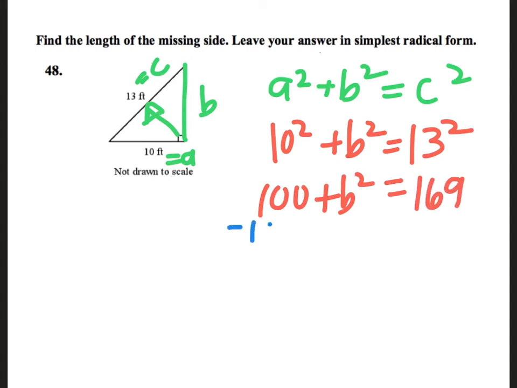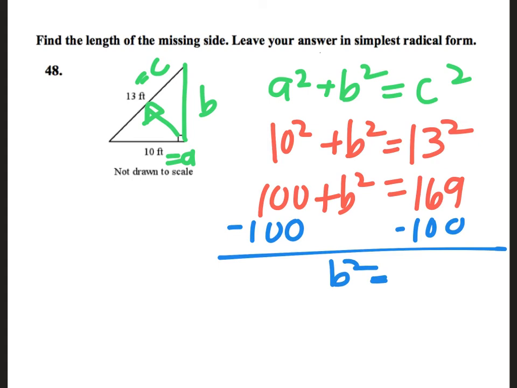Again, we're going to subtract 100 from both sides. We get b squared equals 69. We're going to go ahead and take the square root of both sides, and we have to simplify the square root of 69. In order to do that, I'm looking for a perfect square that goes into 69. To be honest, I don't even know if there is one.